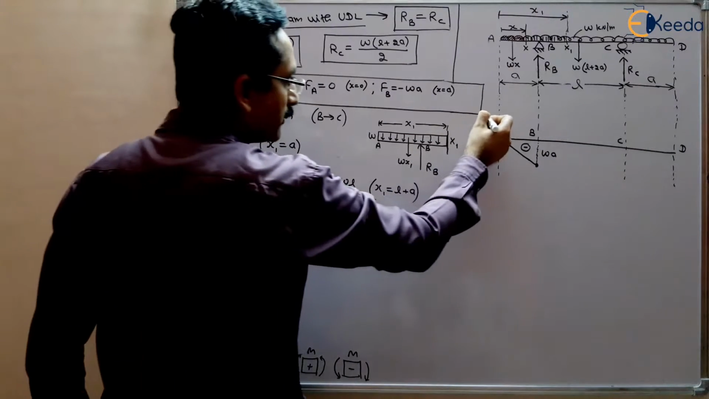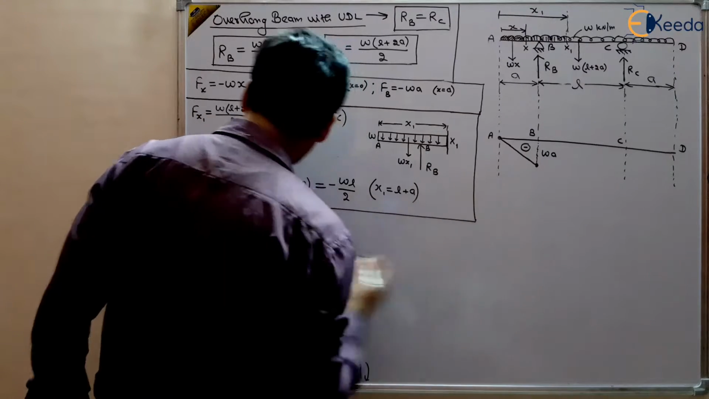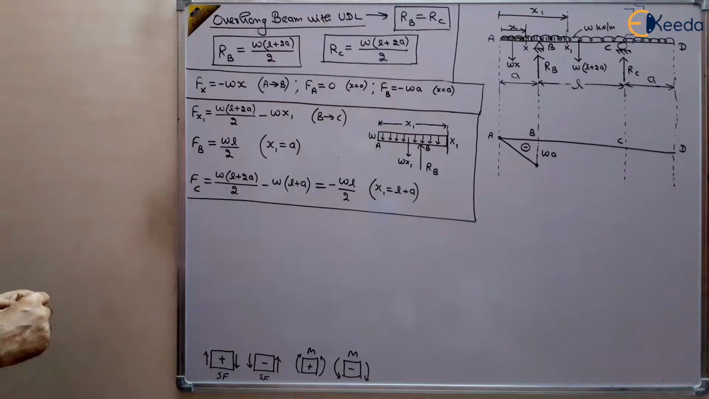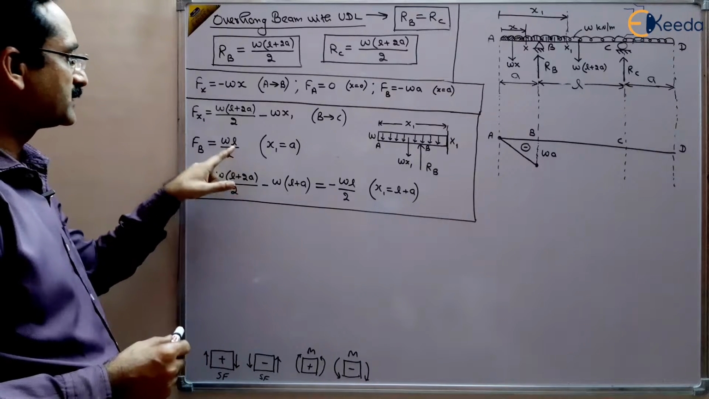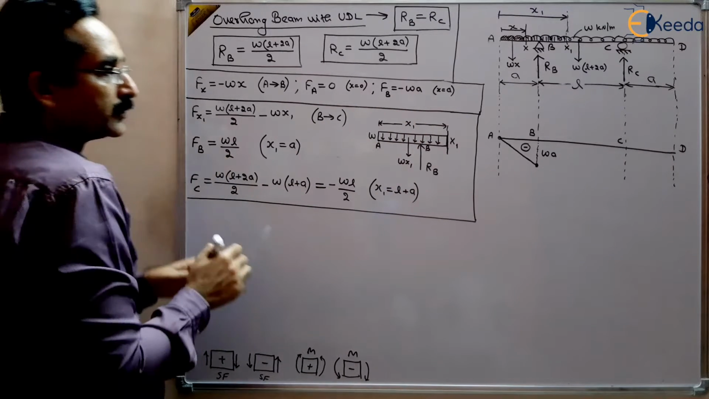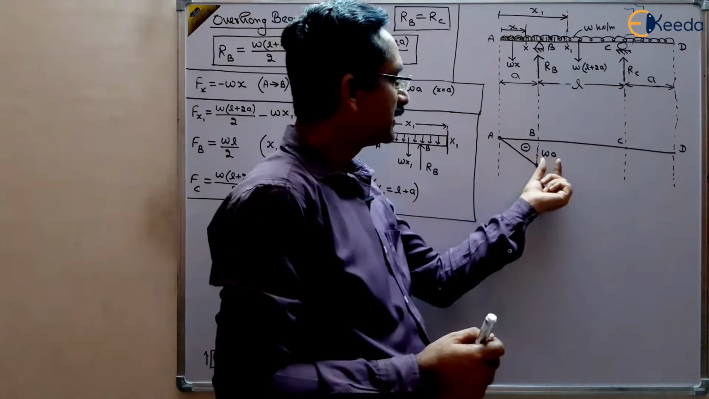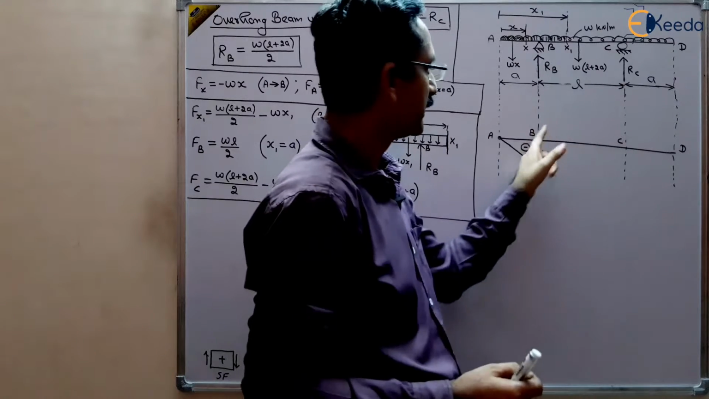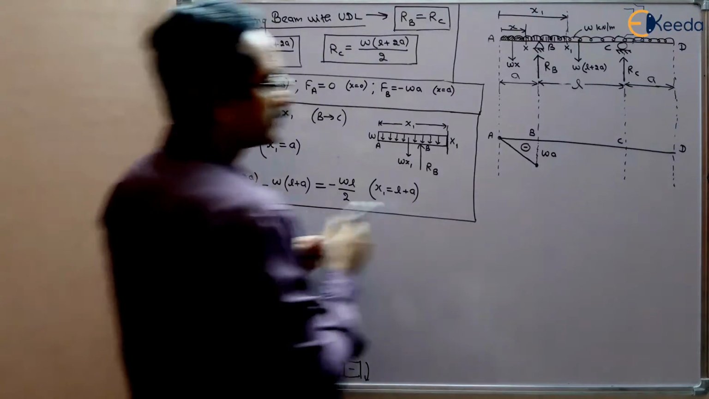So now we are able to draw the shear force diagram between B and C using this equation. How can we find out? At B, there is an abrupt change from minus WA to plus WL by 2. Just to the left of B, the shear force is minus WA, and just to the right of B, the shear force is WL by 2. So there is an abrupt change.